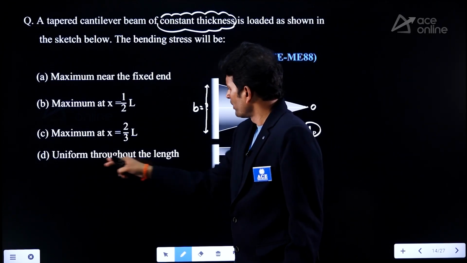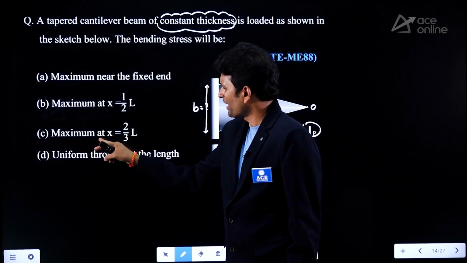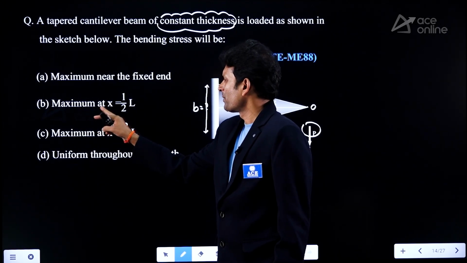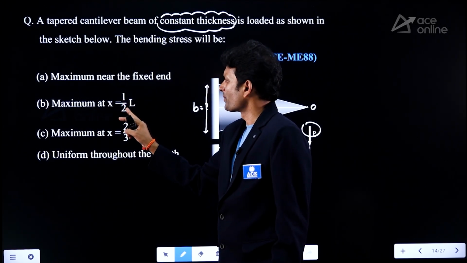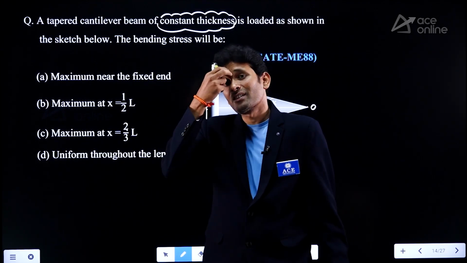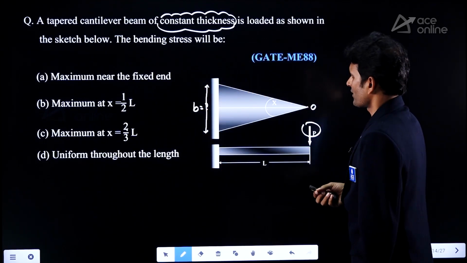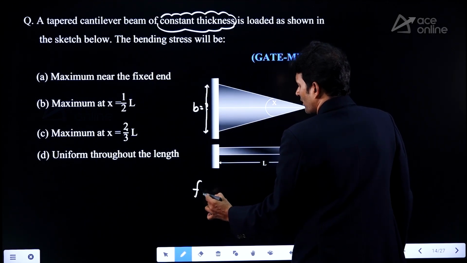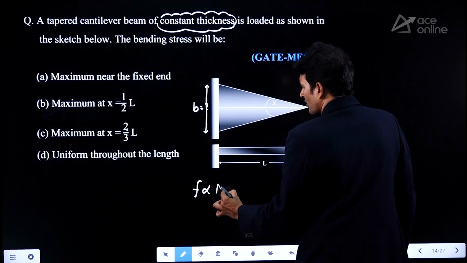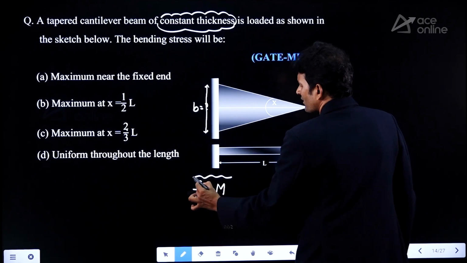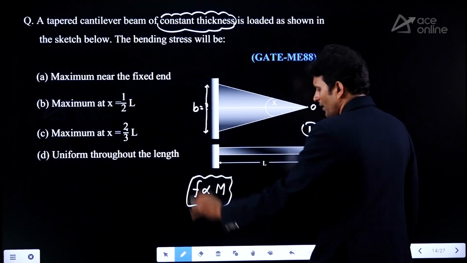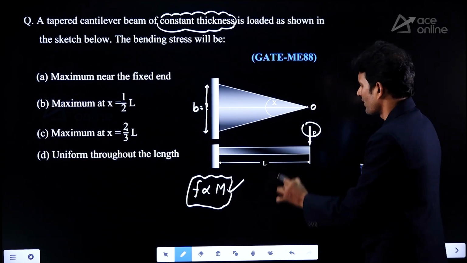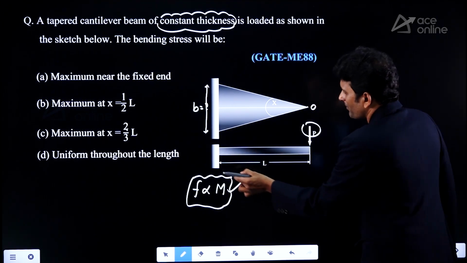Bending stress is uniform throughout the length of the beam. It is maximum at a distance of x equal to 2 by 3 times L. It is maximum at a distance of x equal to 1 by 2 times L. It is maximum near the fixed end. So first of all, what is the relation between bending stress and the corresponding bending moment? F is directly proportional to M. So my first target is to find the bending moment for the given beam. So bending moment is a maximum.